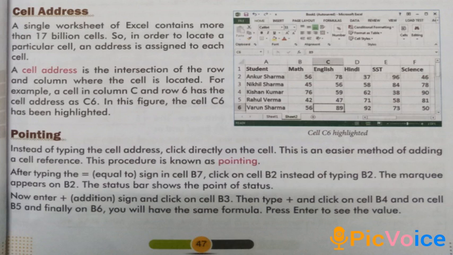Dear students, cell address. What is cell address? A single worksheet of Excel contains how many cells? More than 17 billion cells. And in order to locate a particular cell, an address is assigned to each cell. And what is cell address? Cell address is the intersection of the row and column where the cell is located.